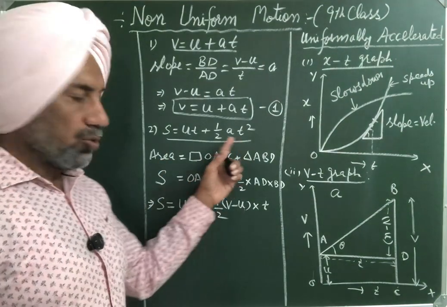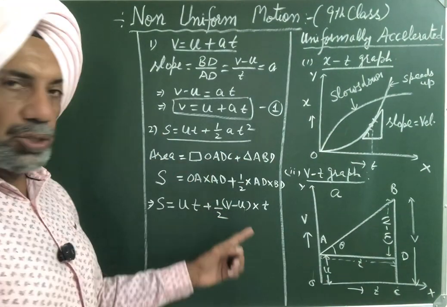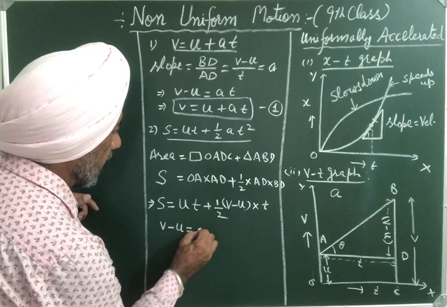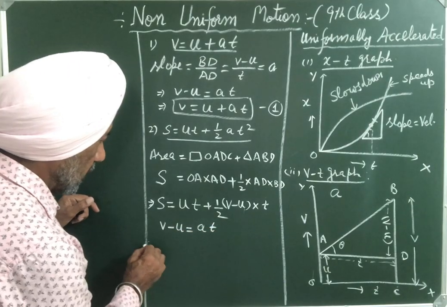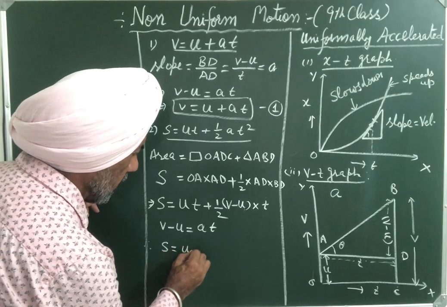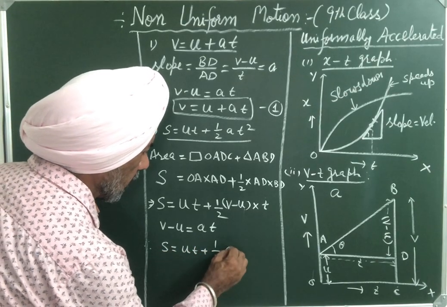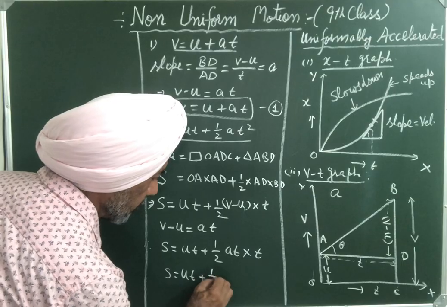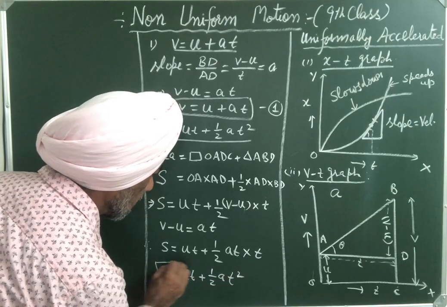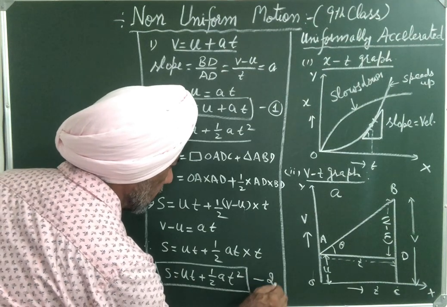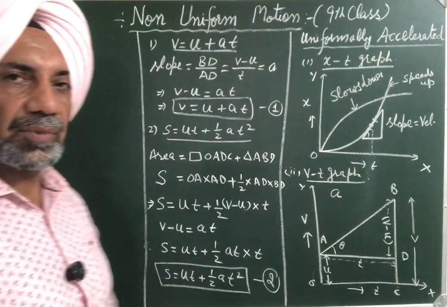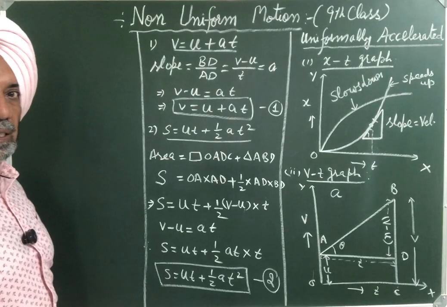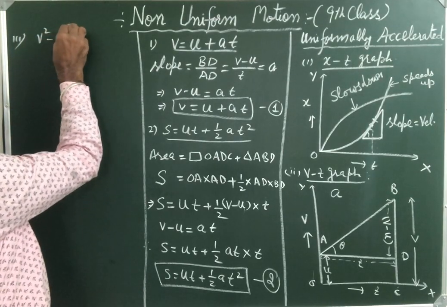In this equation, v minus u is not required. So, eliminate v minus u from this equation. From equation 1, v minus u is equal to at. Therefore, S is equal to ut plus half at into t, or S is equal to ut plus half at square, which is the required second equation of motion. Very simple. To derive third equation of motion, v square minus u square is equal to 2as.